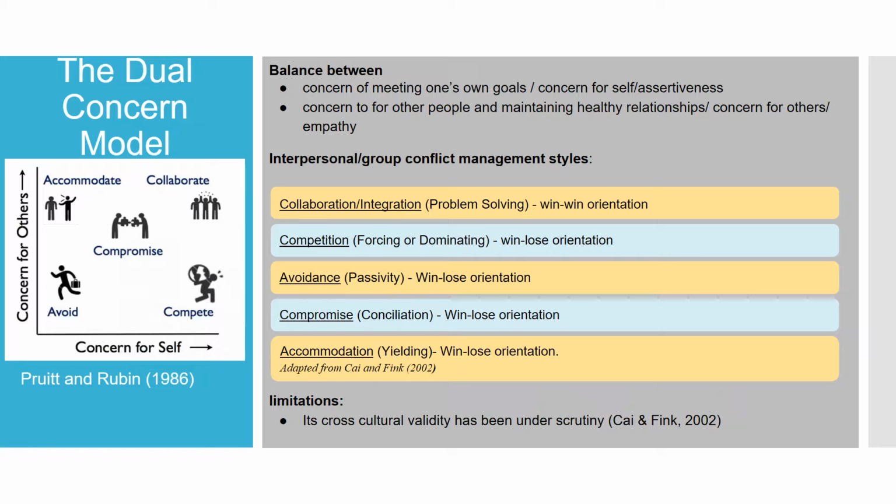Competition involves having high concern for the self and low concern for others, which results in a win-lose orientation. Avoidance results in a lose-lose orientation in which there is a low concern for both the self and others, and conflict is suppressed. Compromise involves a moderate level of concern for self and others, where parties match the other party's concessions and actively search for a middle ground. Accommodation results in a win-lose orientation in which there is low concern for the self and high concern for others.